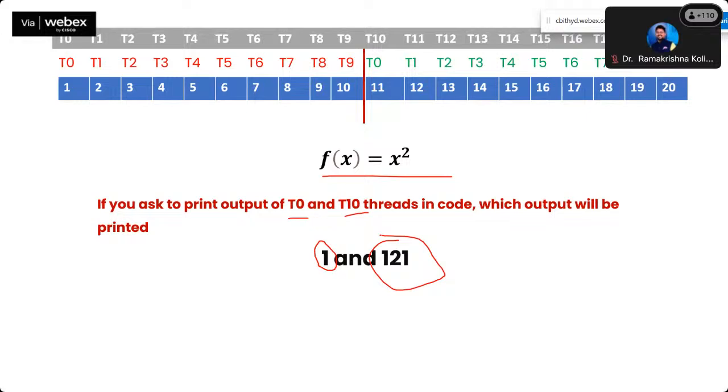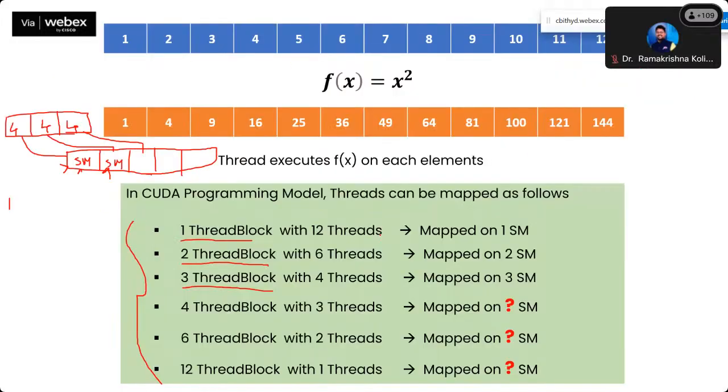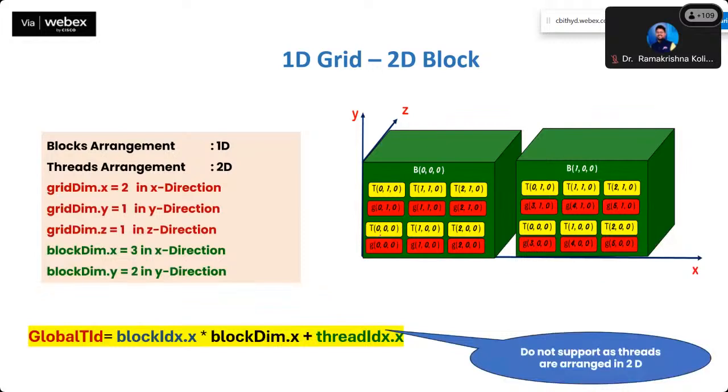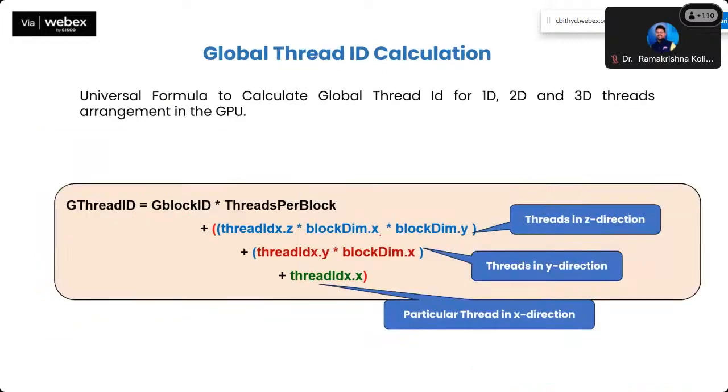calculating the global thread ID. It is very, very important. If you are missing that, your program may be right, but because of a small mistake in the calculation of the global thread ID, you may get wrong results. So I will show you how to calculate the global thread ID.